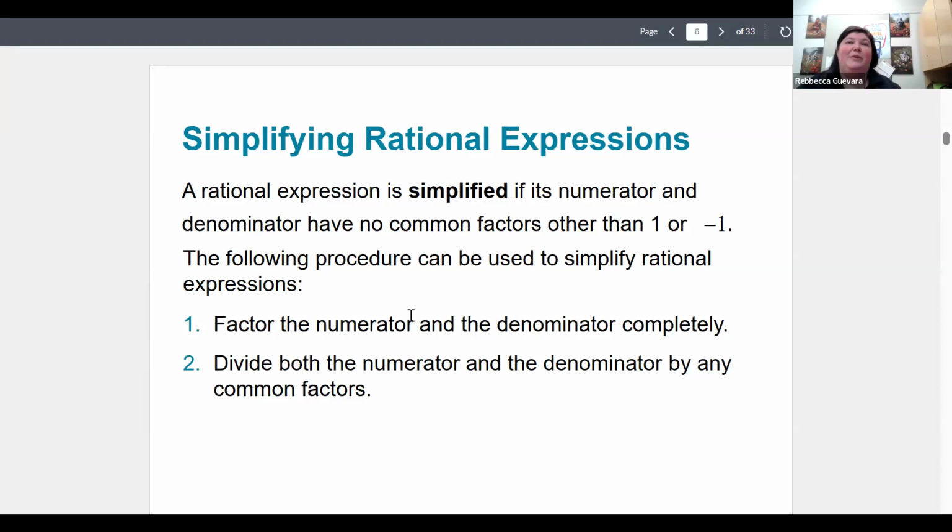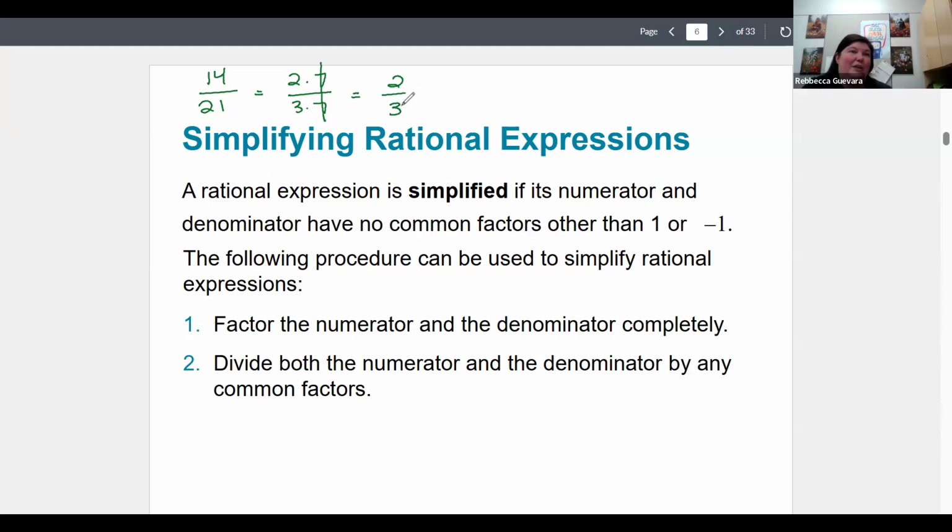So the following procedure can be used to simplify rational expressions. This is like simplifying fractions. If I had 14 over 21, we know that it's 2 times 7 and 3 times 7. So when we're simplifying fractions, what we're doing is finding this common factor, 7 and 7, that cancels. I'm left with 2 over 3.